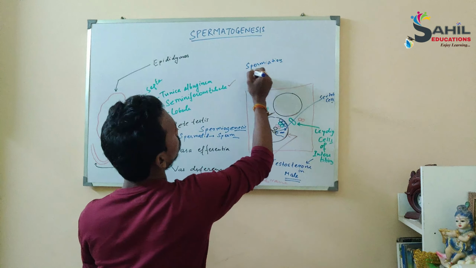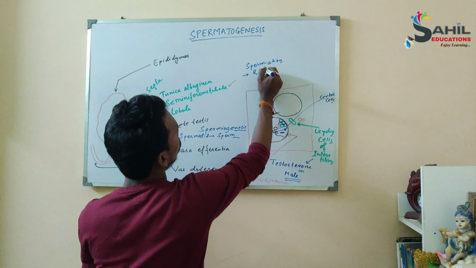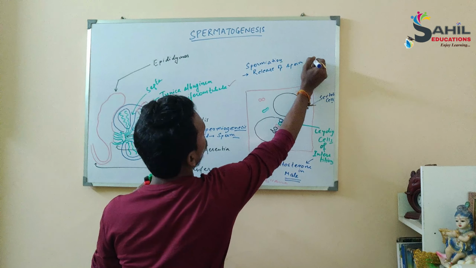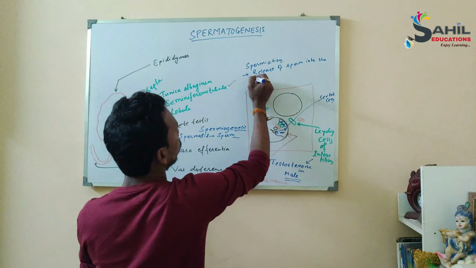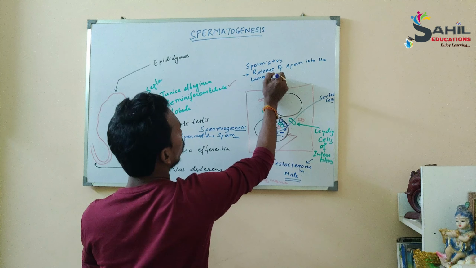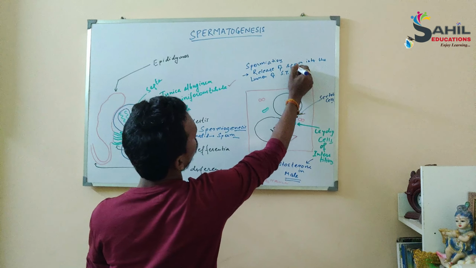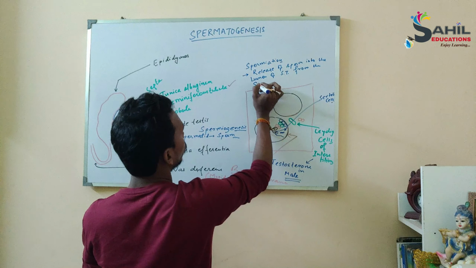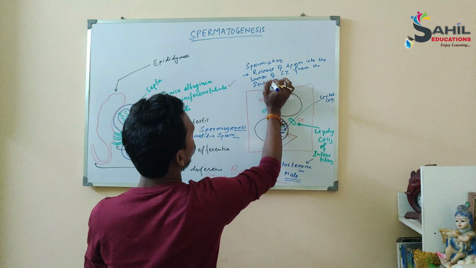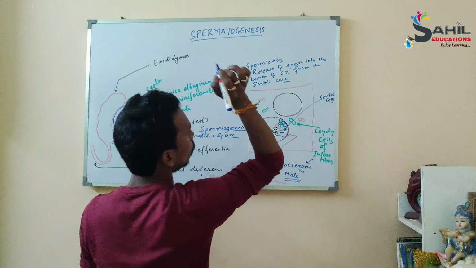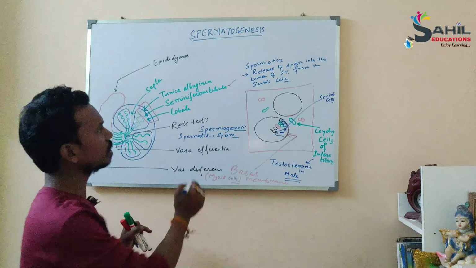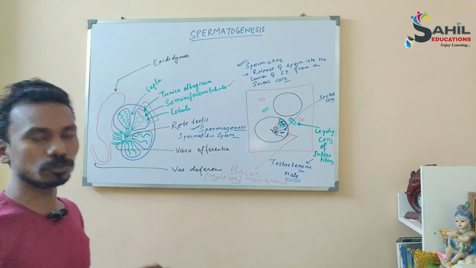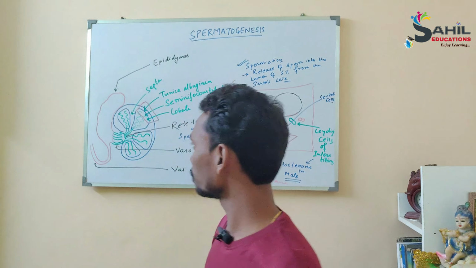So spermiation is basically release of sperm into the lumen of seminiferous tubule from the Sertoli cells. Okay, so there is a difference between spermiogenesis and spermiation. Now let's discuss spermatogenesis in detail.